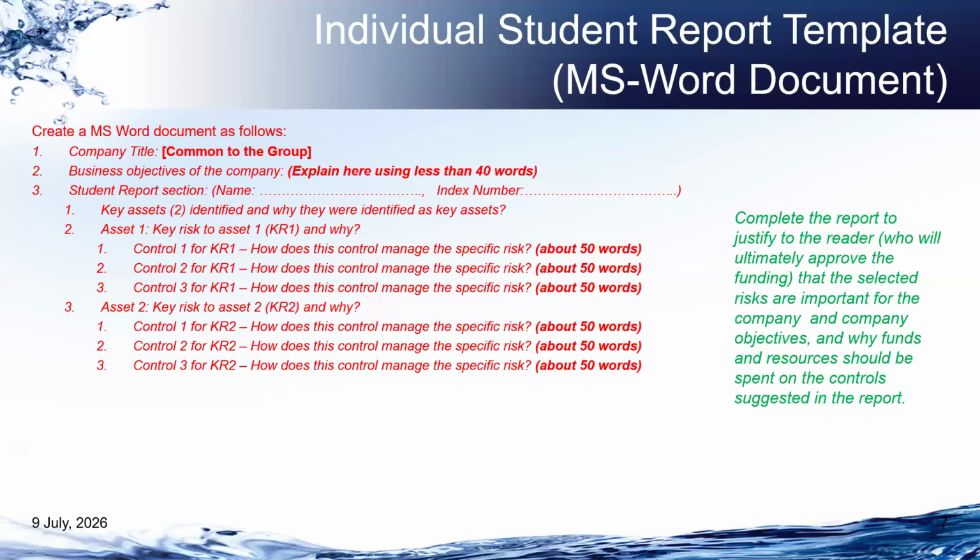And then you need to argue why I should be releasing funds and resources to spend on these controls suggested. Why are these controls unique or special or important to manage that particular risk? Understood? So the assignment itself may look short, but there's some thinking involved. You need to think and write. Okay.